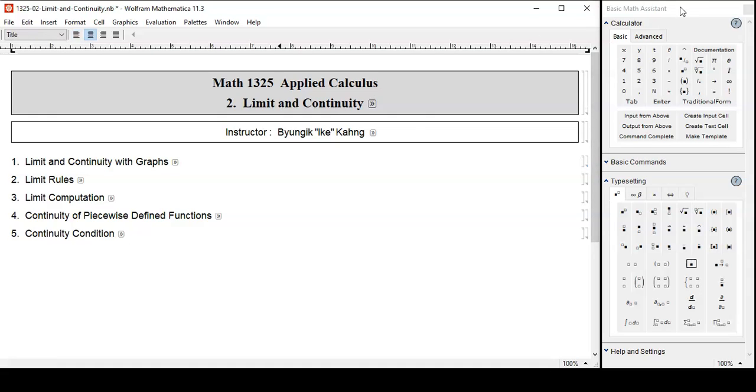Okay, that concludes section 1, and we'll discuss limit rules and limit computations when we do not have graphs in sections 2, 3, and 4.